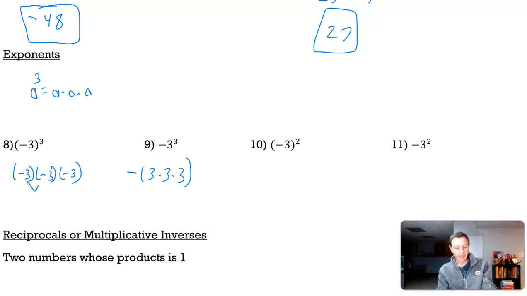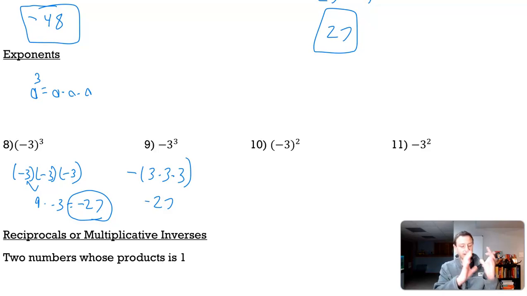So that's going to be negative times a negative is a positive. 3 times 3 is 9. 9 times negative 3 is negative 27. So negative 3 to the third power is negative 27. Where compared to here, negative 3 to the third, that's 3 times 3 times 3, which is still 27. But the answer is going to be negative, not for the same reasons as number 8. Those are two different problems. So you could accidentally get this answer correct, not even understanding it.